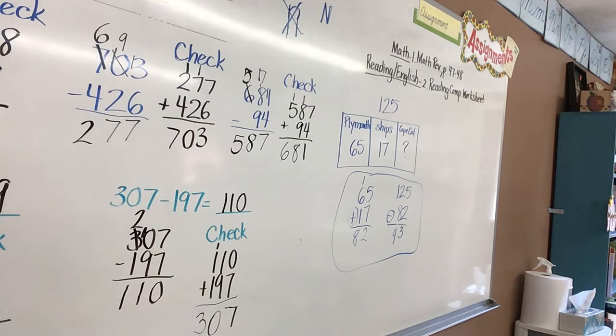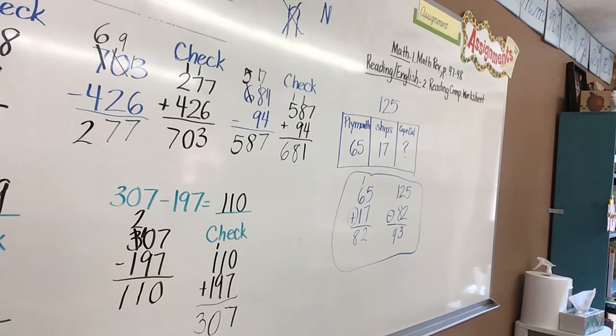And 3 minus 8. Can't do that. So go to the hundreds. Cross out the 6 and it becomes a 5. Now give it to the 3. Now the 3 is a 13. 13 minus 8. 5. And 5 minus 3. 2. All right, time to check.